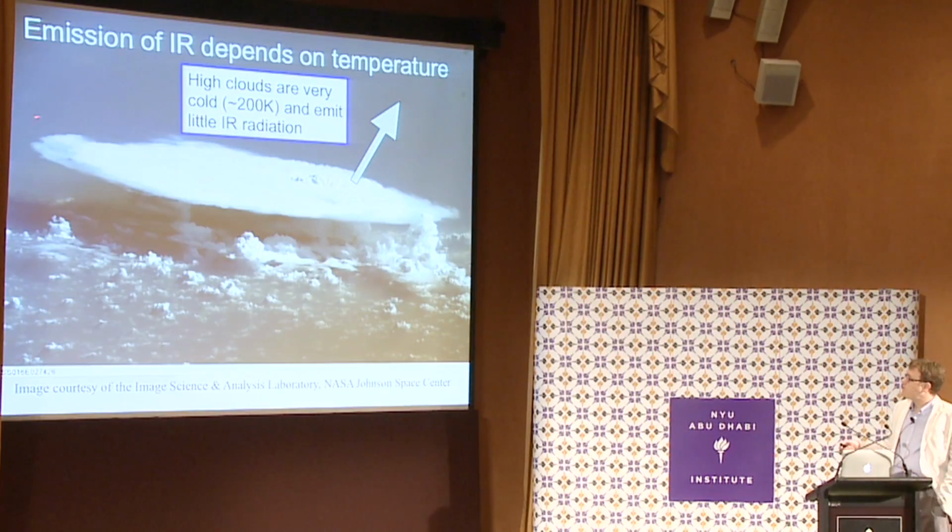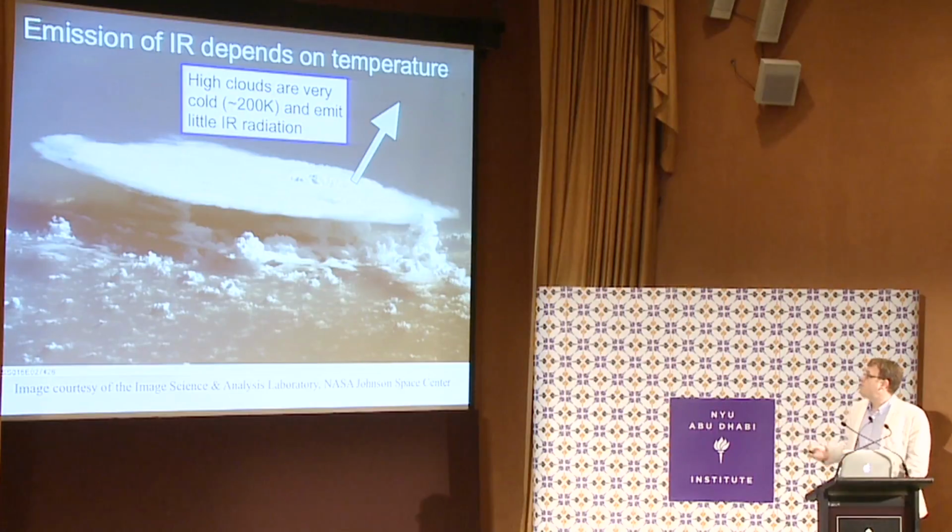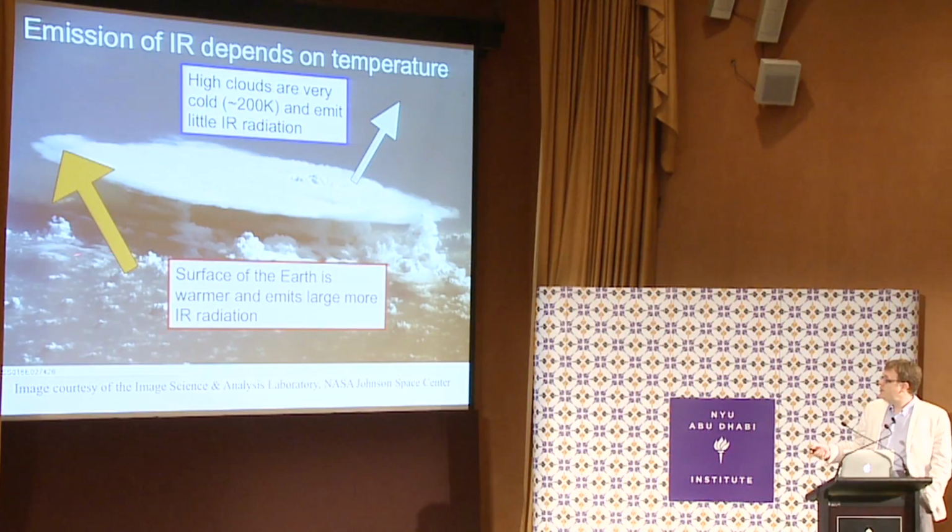So the temperature at the top of these clouds is very cold, about minus 70 degrees Celsius, which is about 200 degrees Kelvin. As a result of this very low temperature, the cloud emits very little infrared radiation. In contrast, the surface is much warmer, on average 15 degrees Celsius, and can of course be warmer. So the surface of the Earth emits a much larger amount of infrared radiation.